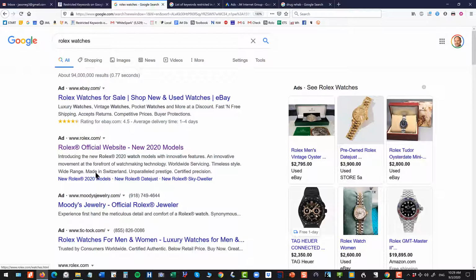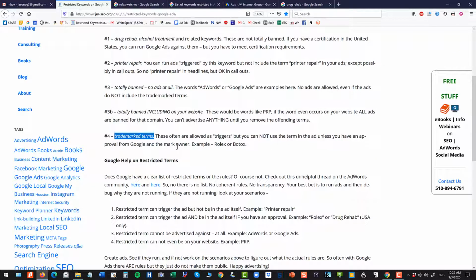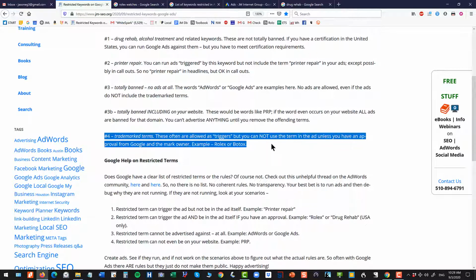Now, you can also run ads against this that do not include the term in the headline. So let's say you were Tag Heuer or Omega or one of these other watch companies. You could run an ad that doesn't say Rolex watches, but is triggered by the search. So it essentially would say, looking for a luxury watch, check out Omega or check out Tag Heuer or one of these other competitive brands. For most of us, trademarks are the most common one we run into. These are often allowed to trigger the ad, but you can't use the term unless you have approval from Google and the mark owner.